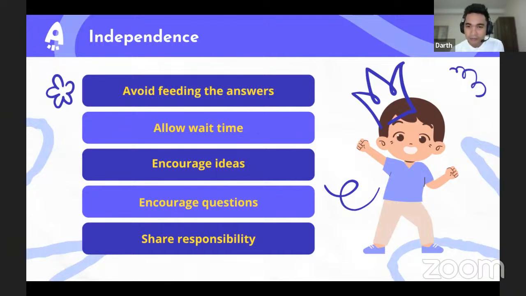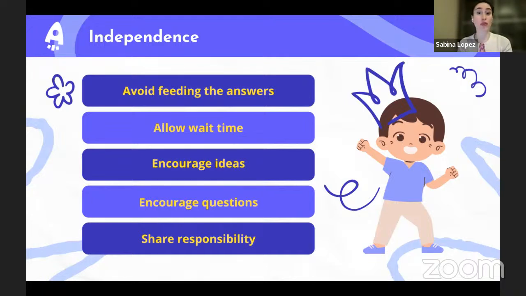What else? Who else? Ruena says, all except sharing responsibility. I wonder why that's the case. Yeah, I guess the responsibility is a complex thing which consists of all that, like wait time, ideas, and questions, and everything. And if you're already doing all of that, it means that you're sharing responsibility somehow. But anyway, thank you very much for your answers, guys.